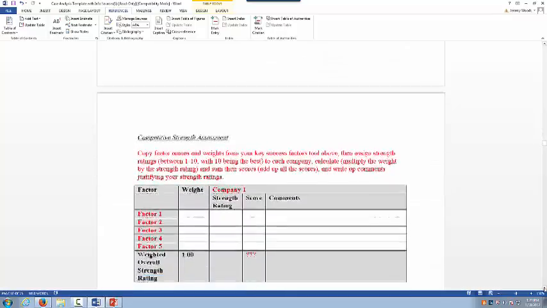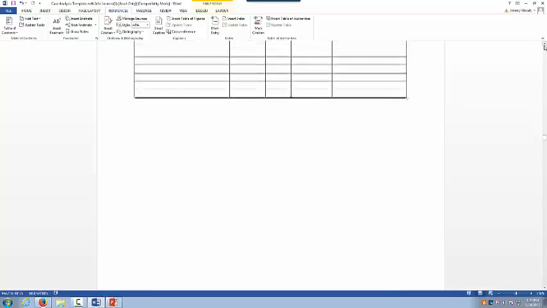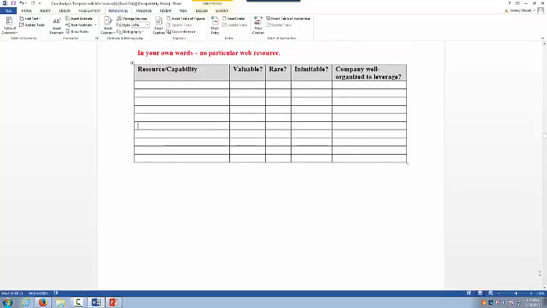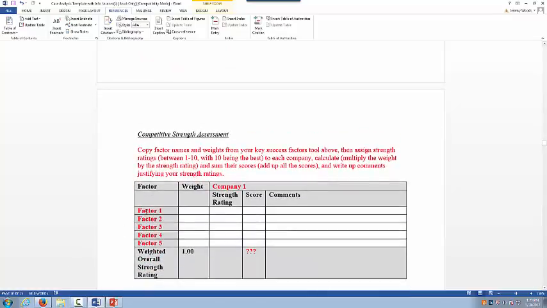You will also do a competitive strength assessment where you basically take the same factors and weights that you identified in the critical success factors, and you're going to put those in these first 2 columns here. And then you're going to look at the focal company that you're analyzing in your case analysis and rate how good or bad they are in each of these areas from a scale of 1 to 10, in your own words, and then you're going to give me a sentence or two justifying why you think they're good or not good in each of these areas.